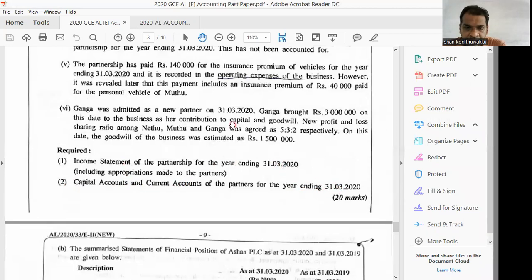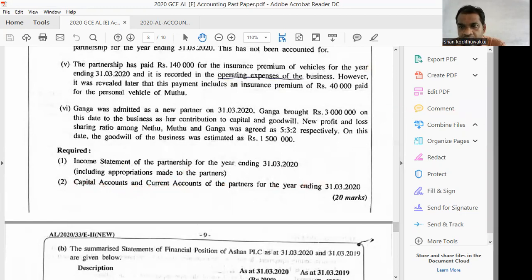First, you have to read the question and draw the given formats, the income statement format, including the appropriation account. If you take a sole trader income statement, there is no appropriation account, but in a partnership income statement, that is a special part, the appropriation account. Below the net profit, you have to produce the appropriation account. In the appropriation account, we distribute the net profit, calculated by using different ways, among the partners. Then capital accounts and current accounts.